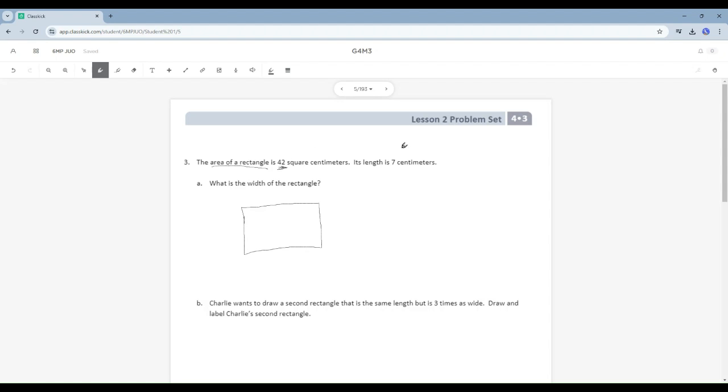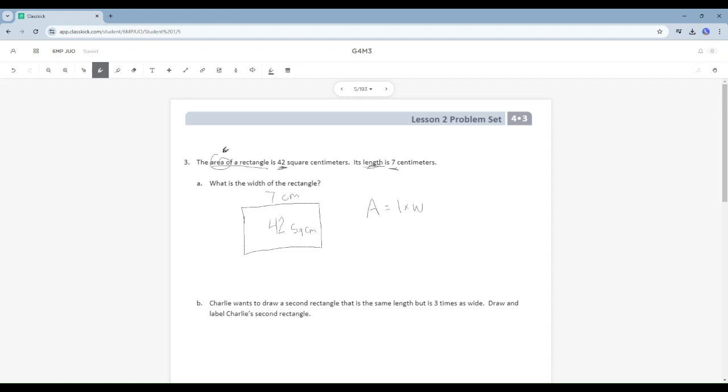We know the length is 7 centimeters. So the length is going to be this top edge, 7 centimeters. And they also give us the area, which is 42 square centimeters. So that's the measure of the inside amount of this rectangle. So if I plug into my area formula, area is equal to length times width.